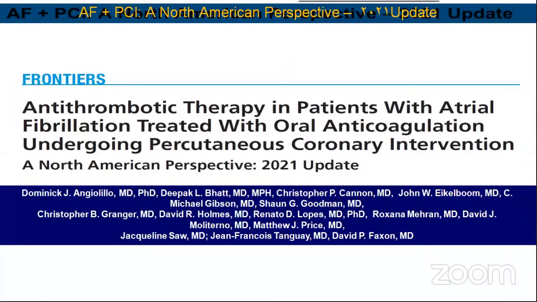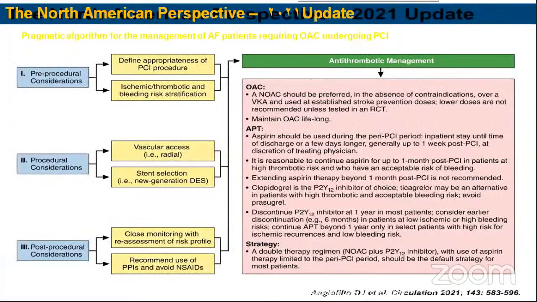These are the recommendations of the North American perspective. Next. In the 2021 updates. Here, next. Pre-procedural consideration: defining the appropriateness of the PCI procedure should be according to the guidelines. Ischemic, thrombotic, and bleeding risk estimation, this is number 1. Number 2, procedural consideration will use vascular access through the radius, and stent selection will be new generation drug-eluting stents. And post-procedure consideration should be close monitoring with reassessment of risk profile, and recommend the use of PPIs and avoid non-steroidals. Next.